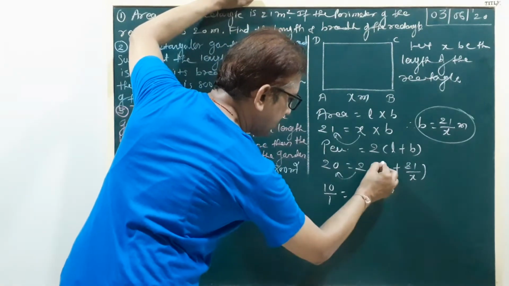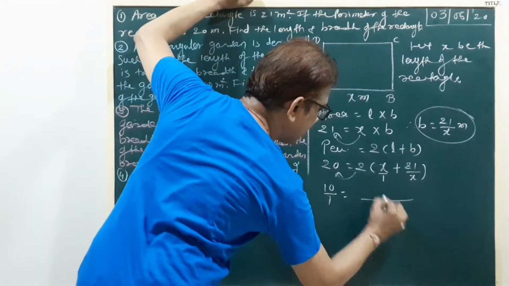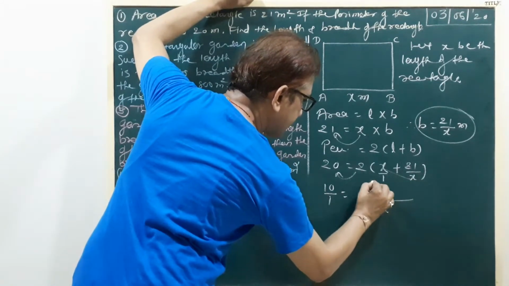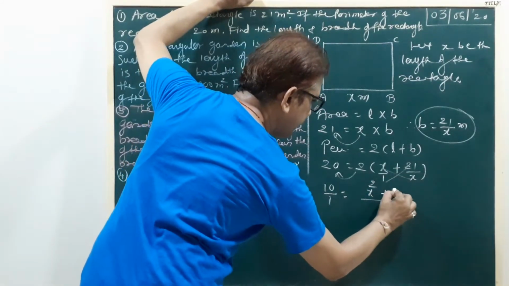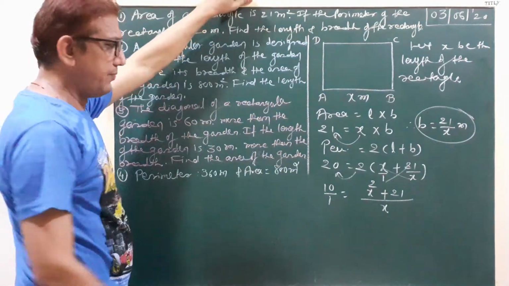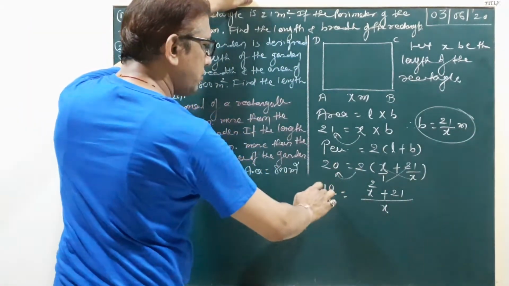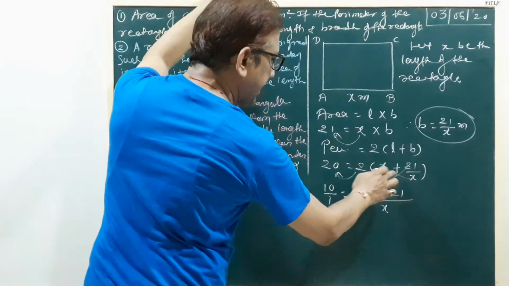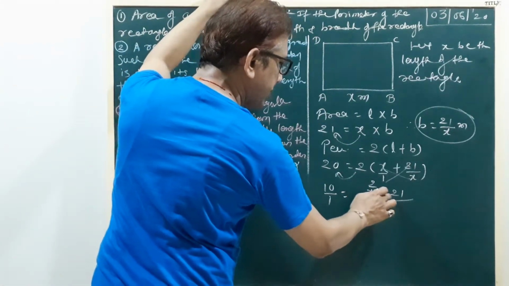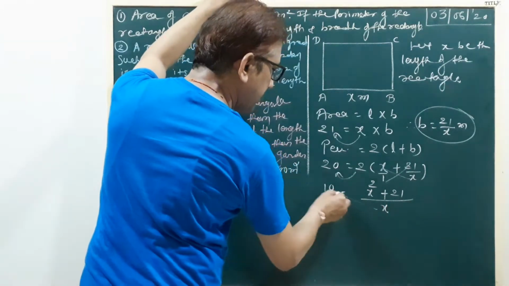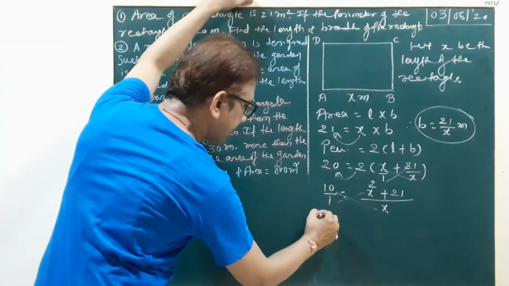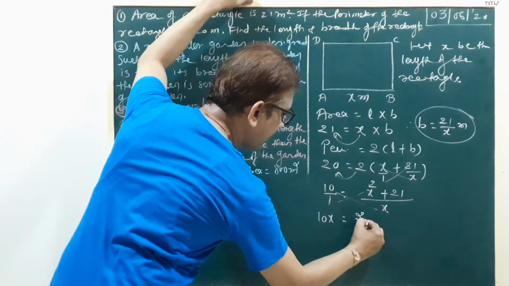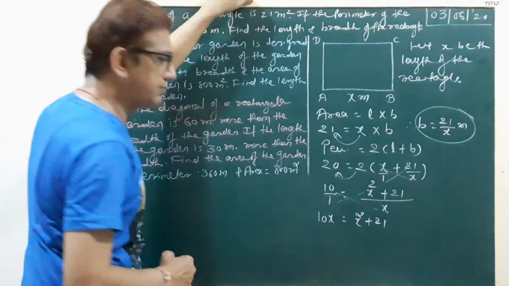So now 10 upon 1, here x plus 21 upon x. Cross multiplication and we take LCM x. Plus sign as it is. X into x, x square, and 21 ones are 21. Then in bracket cross multiplication x square plus 21 upon x. Again we cross multiply. So 10x equal to x square plus 21.